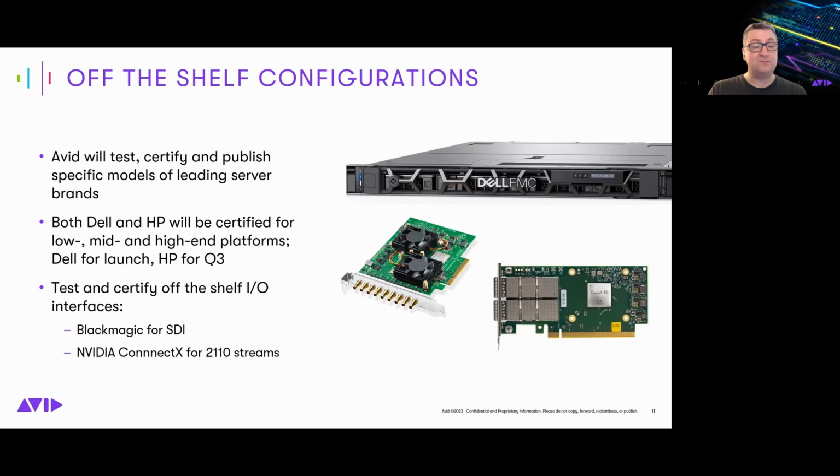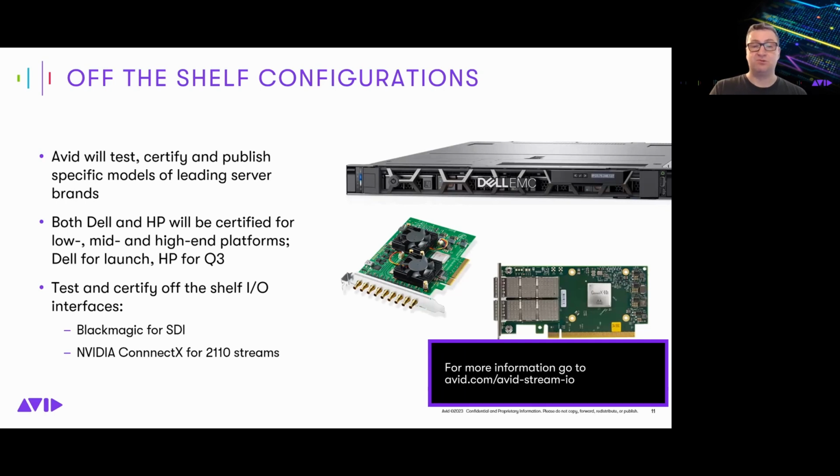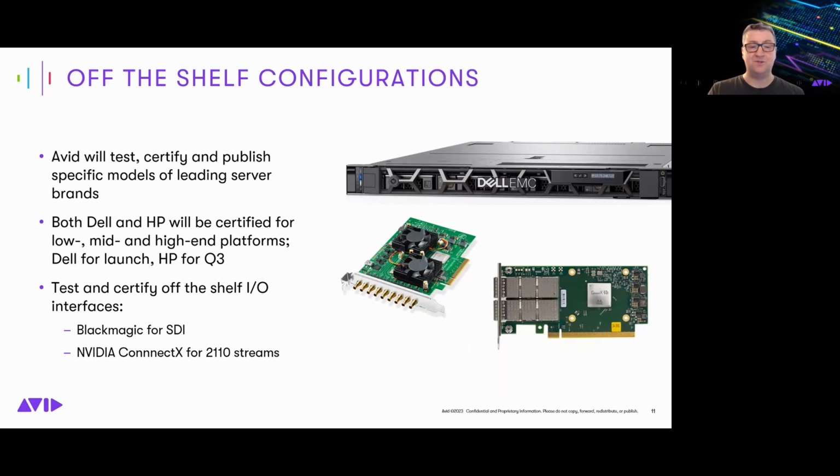For IP streams, we're going to be certifying the NVIDIA ConnectX, so that we'll be supporting 2110 for UHD production in the same system. And one of the key advantages of these off-the-shelf configurations is that you can build a system now for maybe 3G production, and then later change the hardware for UHD supporting hardware just by changing the video I/O. So it truly allows you to future-proof your server purchase now with confidence that you can adapt to changing formats in the future.